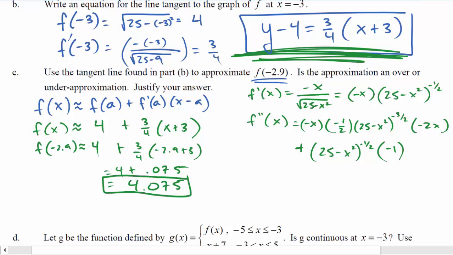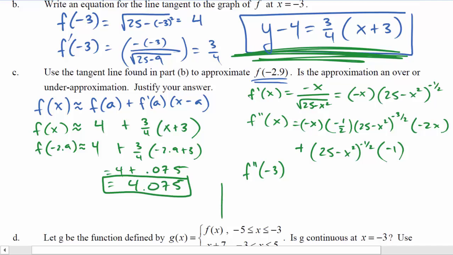You can simplify here, but in this case, it's not necessary. All I have to do is be able to tell what the concavity of the graph is at, and this is where you gotta be careful, negative 3, not negative 2.9. F double prime of negative 3, because our tangent line is touching our graph at negative 3.